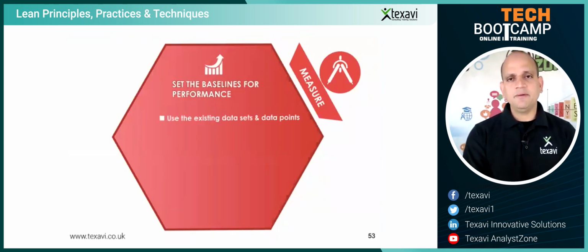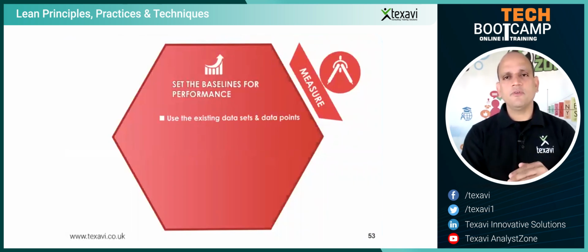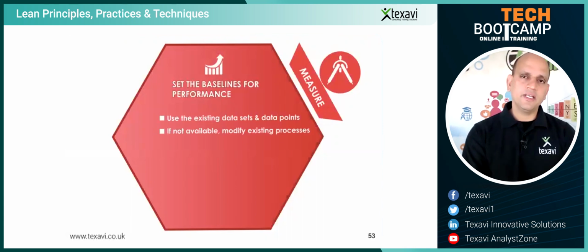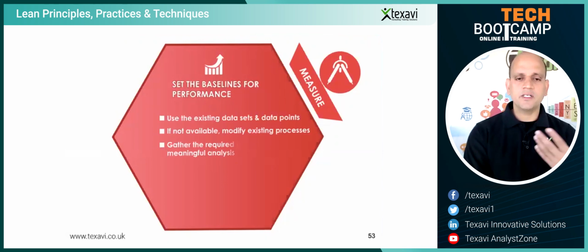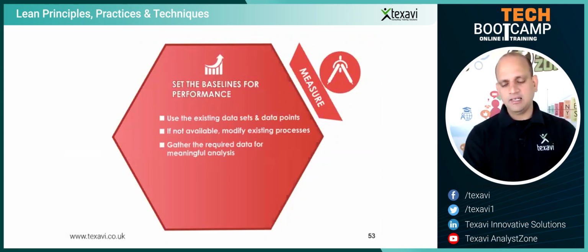So set the baseline for performance. For now, let's say we've got a satisfaction of about 40%. We should achieve about 70%. So that means a 30% increase by next year. So that's how we have to set the baselines and the targets.